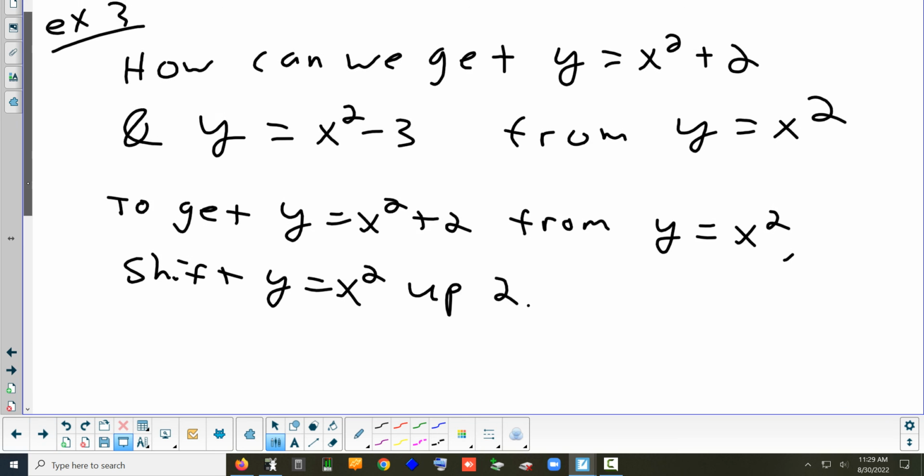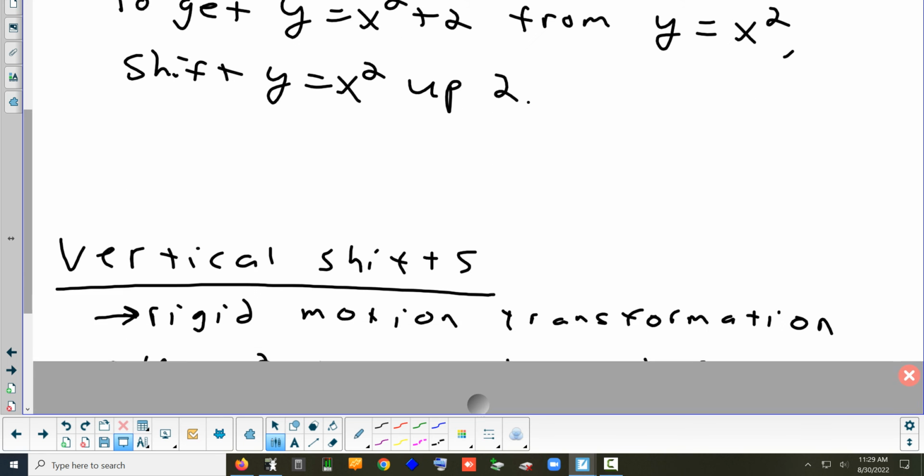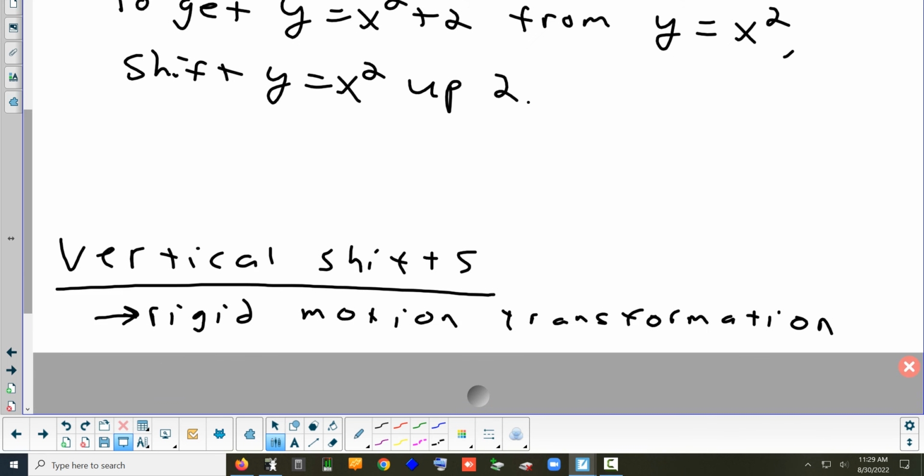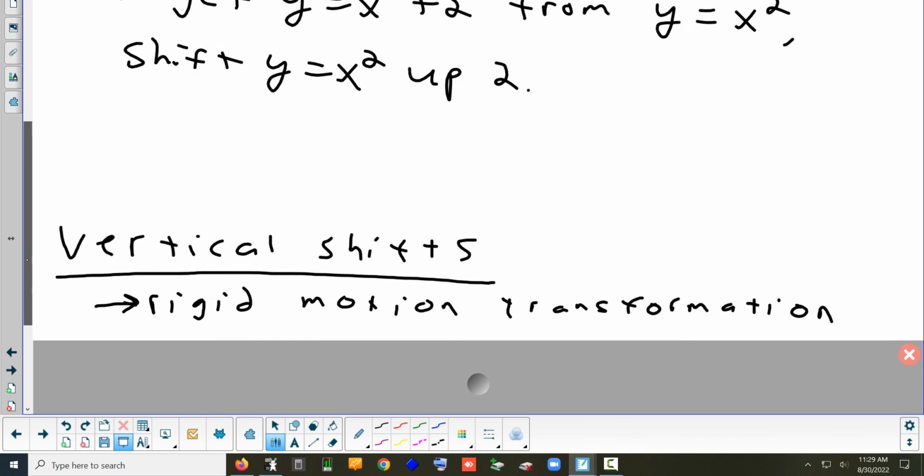So these are both examples of shifts. These are rigid motion transformations, which a stretch is not. Rigid motion means it takes what you have and literally copies and pastes it somewhere else. It doesn't distort in any way.